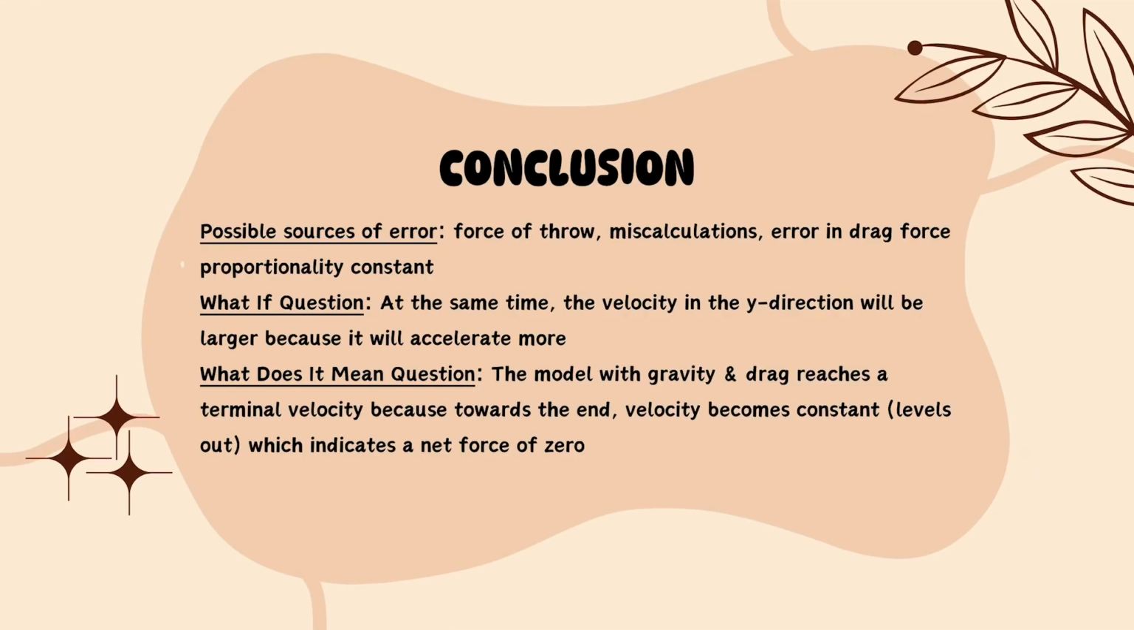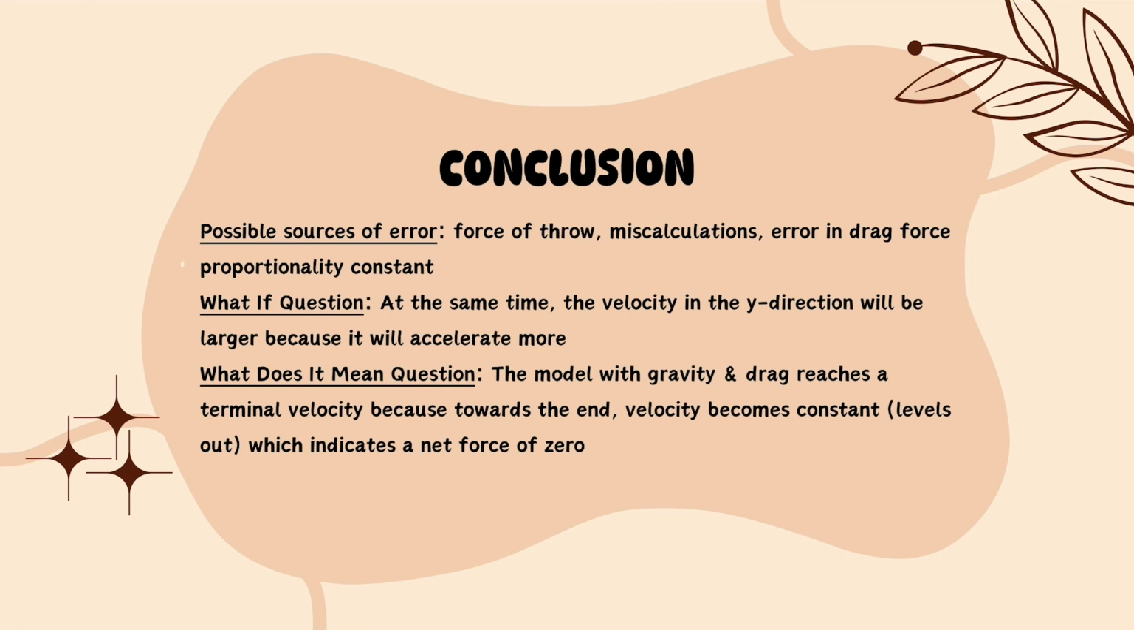So in conclusion, possible sources of error could be the force of the throw to put the eraser into projectile motion, miscalculations, or an error in the drag force proportionality constant, since it wasn't exactly like our observed motion. It could differ a little bit. And for a what-if question, the velocity in the y direction will be larger because it will accelerate more, so it'll end up landing at the same time.